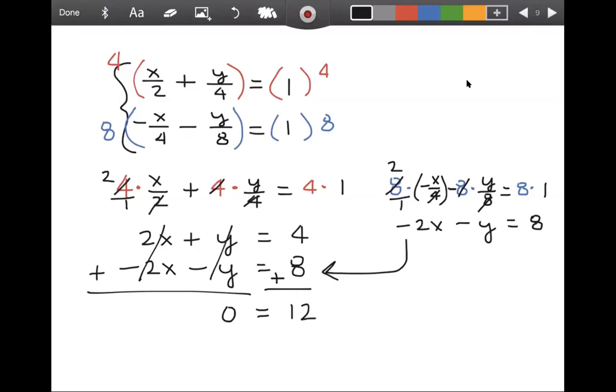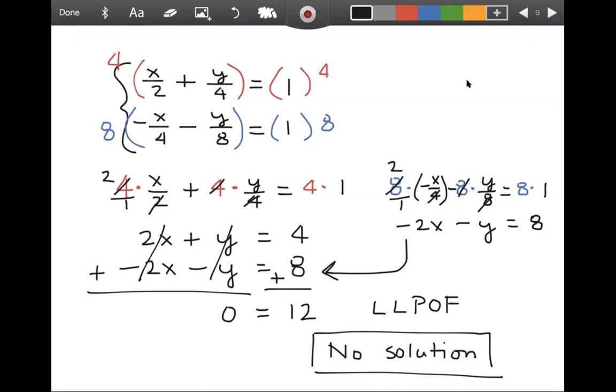All right. Well, the last time I checked, 0 does not equal 12. This is a liar, liar, pants on fire. So since those two equations being true at the same time leads you to 0 equals 12, that means that this system of equations has no solution. If you were to graph these two linear equations, they would be parallel lines.